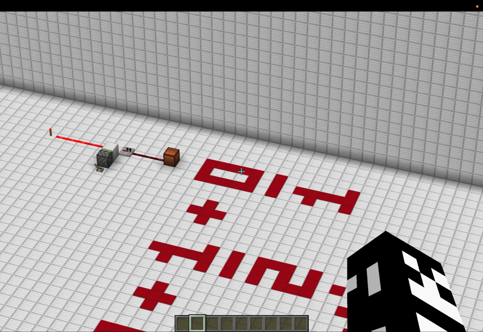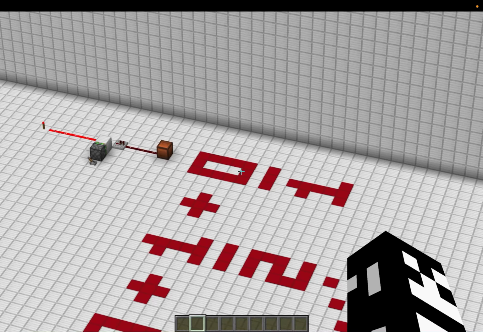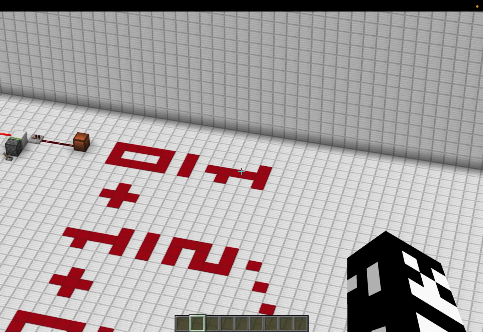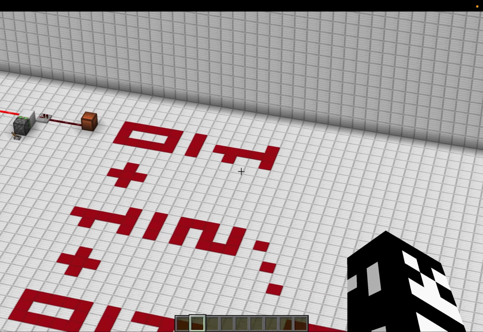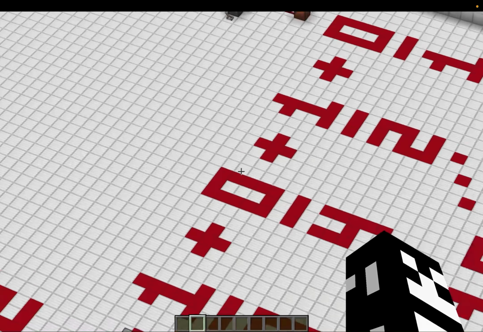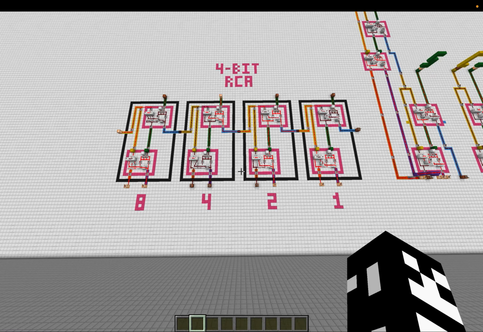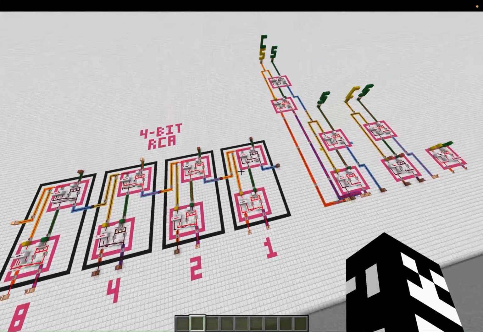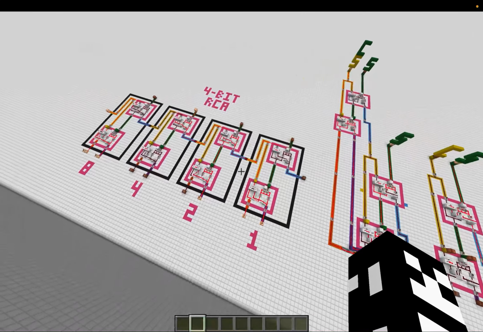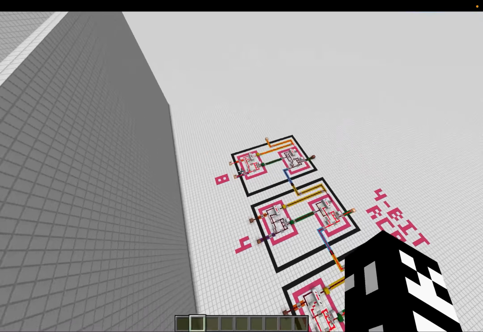When we can't fit a number into one binary digit, we just expand by multiplying by its base. So basically 1 multiplied by 2 is 2, 2 multiplied by 2 is 4, 4 multiplied by 2 is 8. Same principle applies here for these full adders. This is a full adder supporting 1 plus 1, this is 2 plus 2, 4 plus 4, 8 plus 8.